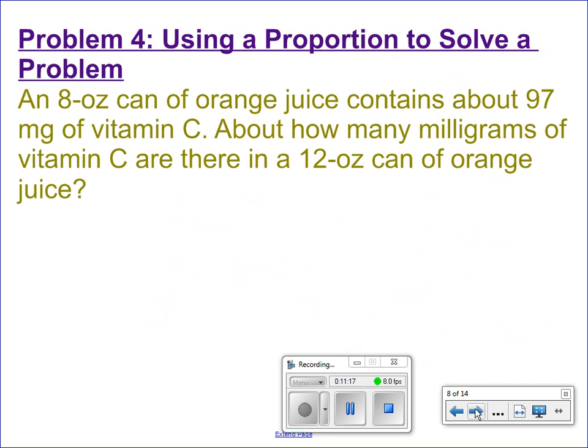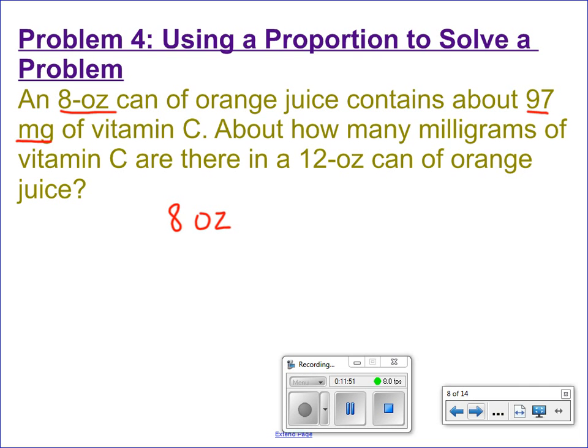Okay, now let's apply it to a more of a real-life type of problem. An 8-ounce can of orange juice contains about 97 milligrams of vitamin C. About how many milligrams of vitamin C are there in a 12-ounce can of orange juice? All right, so let's set it up. It doesn't matter how I set it up, but I do want to make sure that I get my 8-ounce can with 97 milligrams. I want to put everything in the right place.